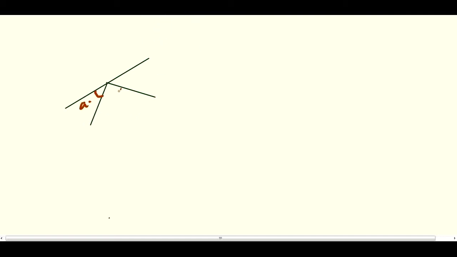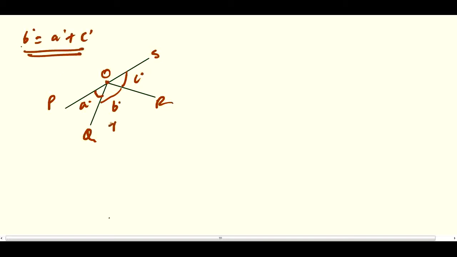This is A, this one is B, and this one is C. P, Q, R, S, and this will be O. Now in the question it is given that B degree equals A degree plus C degree. We will use this value here and we have to find B only.